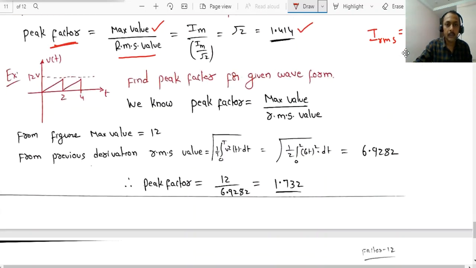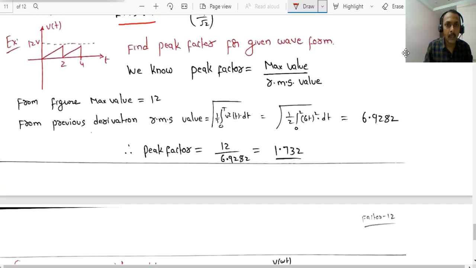Similarly, for this example, now you can tell me the peak factor. If you observe in this waveform, what is the maximum value reached? 12. And RMS value, just now we have seen, is 6.9282. So the peak factor will be maximum value divided by RMS value. 12 divided by 6.9282 is 1.732. 1.732 is the peak factor for the given waveform.